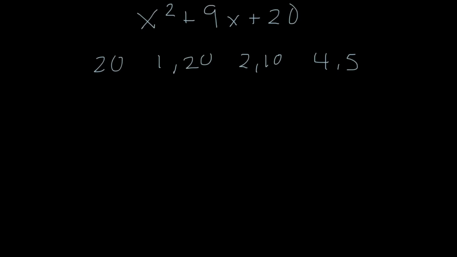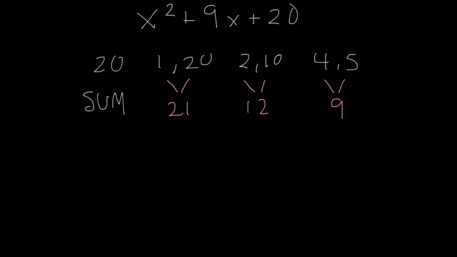Now we're going to want to find the sum of these factors. The sum of 1 and 20 is 21. The sum of 2 and 10 is 12. And the sum of 4 and 5 is 9. As you can see, only one of our sets of factors works.